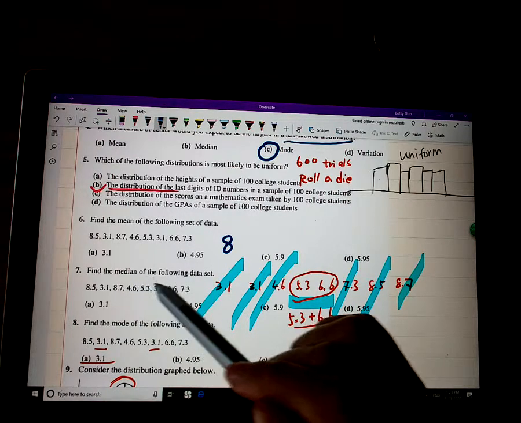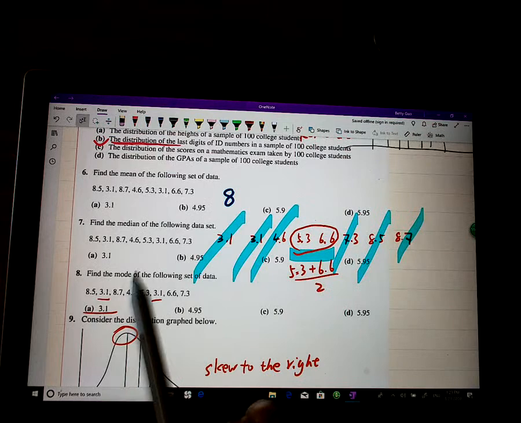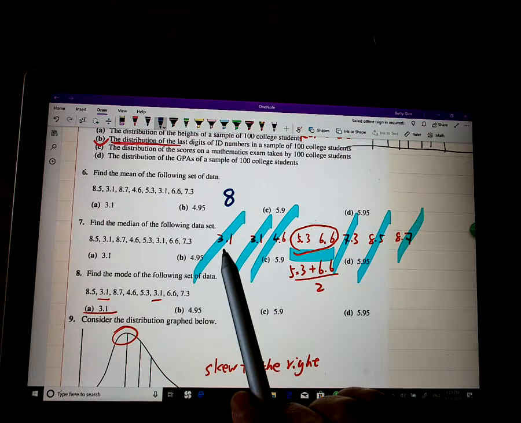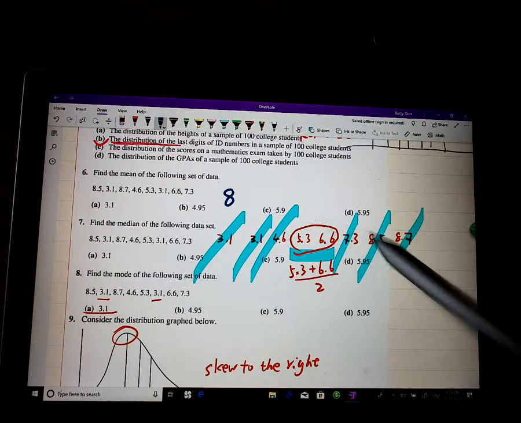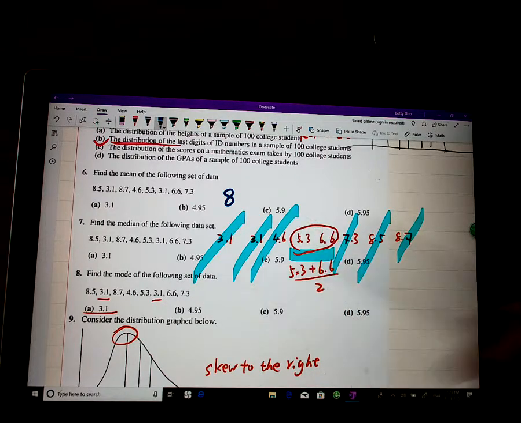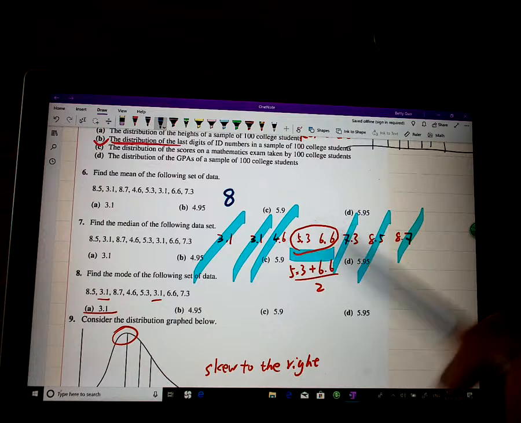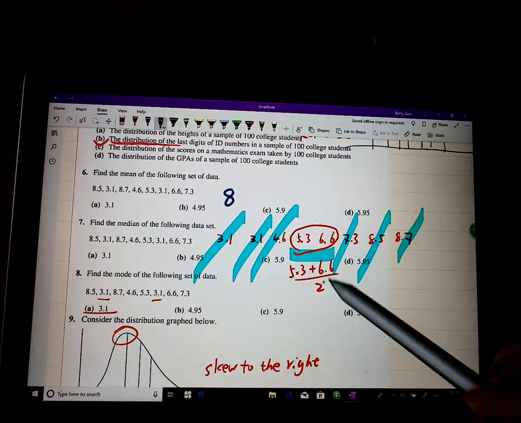Number 7, find the median of the following data set. If we need to manually find a median, we need to sort the data set first. We put them in order, smallest to biggest, right? And how many values do we have? We have 8 values. So if we cross out the minimum and maximum, we would have 2 values in the middle, right? And we're going to take the average of the 2 values. And then that would give us the median.